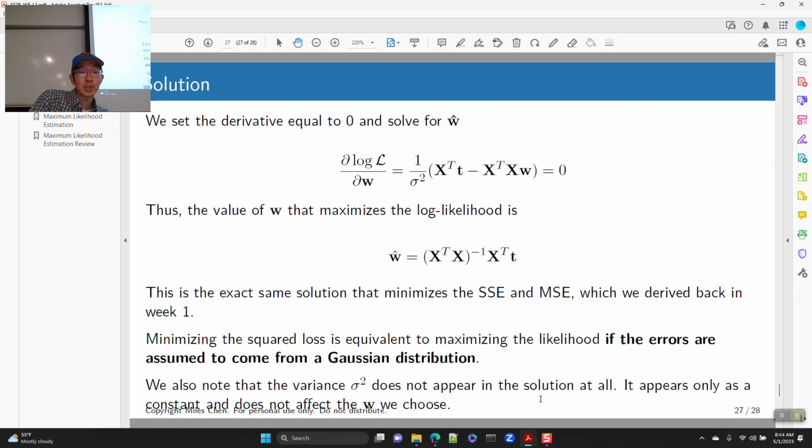Does this look familiar? We're going to set this equal to 0 and solve for w. If we set this equal to 0, it really doesn't matter what sigma squared is. When we solve for this, we get w is equal to x transpose x inverse x transpose t. We didn't have the 1 over sigma squared before, but this part is exactly the same as what we got when we were trying to minimize the mean squared error.